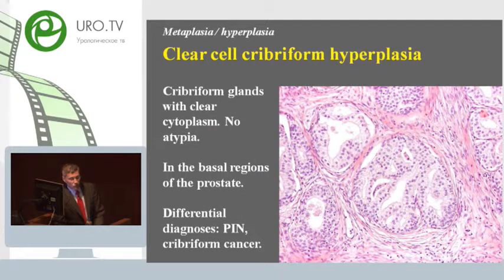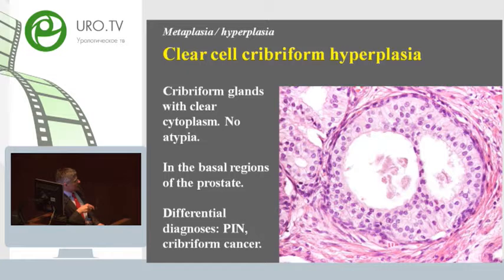Clear cell cribriform hyperplasia is typically seen at the base of the prostate, in the upper part of the prostate. There is usually no inflammation, so it's not a reaction to injury, it's just a morphological variant. This may look like high-grade PIN or cribriform cancer. However, when you look closer at these glands, the cytoplasm is pale and there is no nuclear atypia, and you have a distinct basal cell layer here.